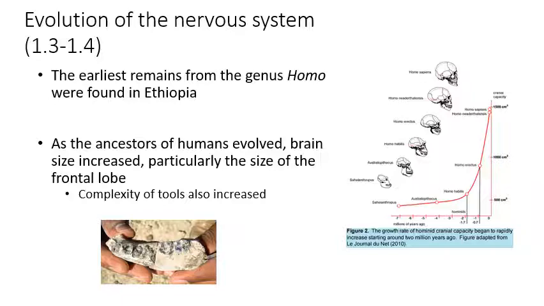So intelligence in humans is associated with the fact that our frontal lobe is bigger than in a lot of other primates. And as our frontal lobes increased, the complexity of tools that we used also increased based on anthropological and archaeological findings. And so we can assume that as the frontal lobe increased, humans became more intelligent based on this proxy measure of how complex the tools were that they were using.